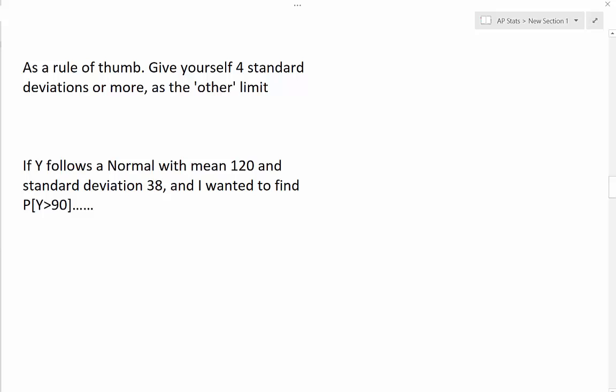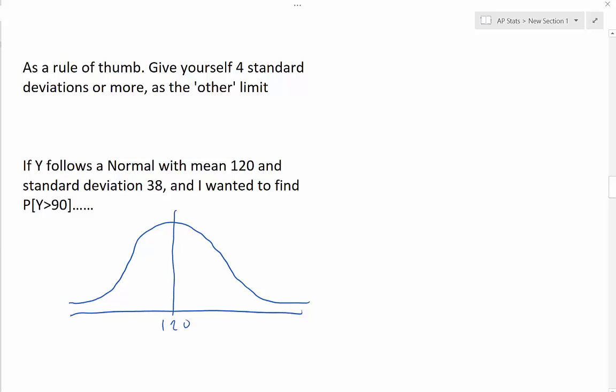So if y follows a normal with a mean of 120 and a standard deviation of 38, and I wanted to find the probability that y was greater than 90, well, as always, sketch the curve. The mean is 120, so 90 is below the mean but not as far as 1 standard deviation below the mean, so it's kind of up here. And I want the probability of being bigger than that.